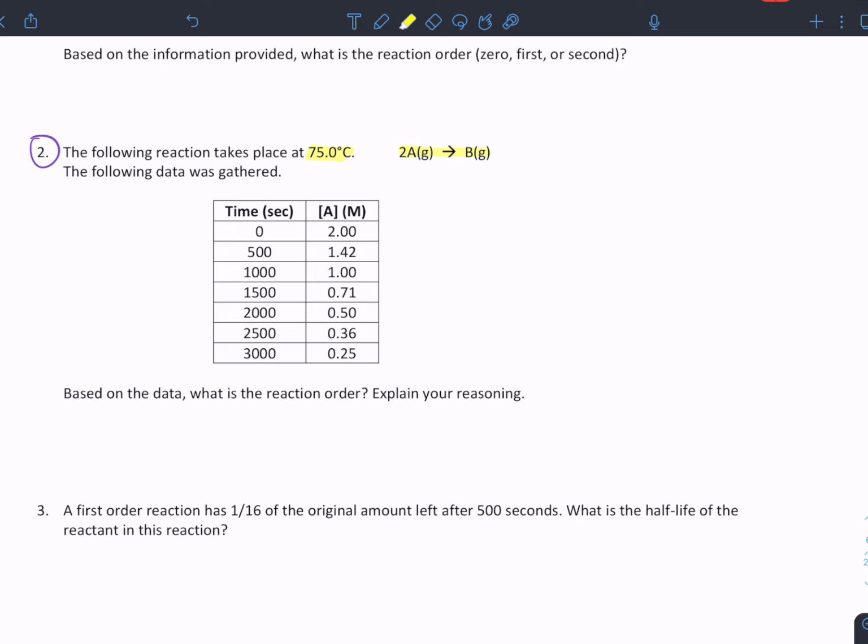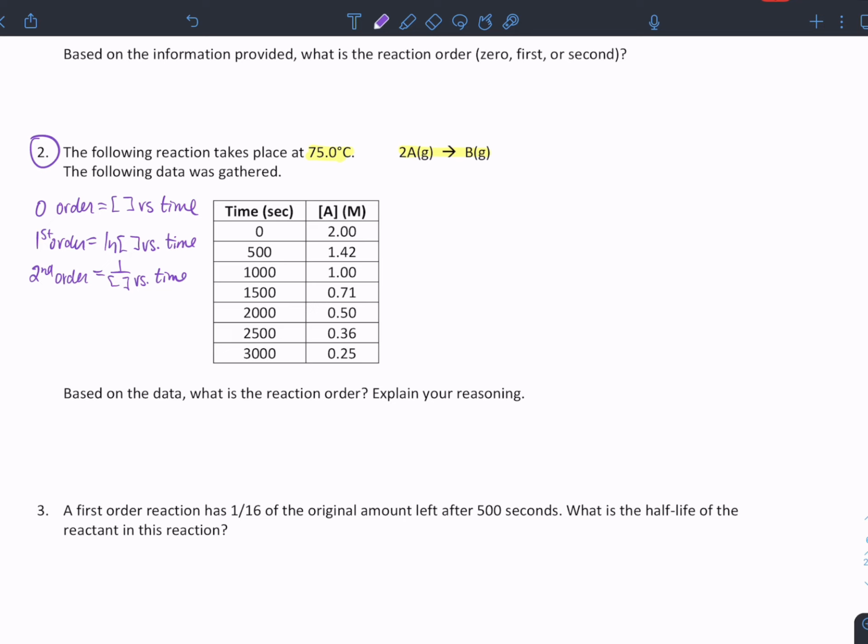Now, remember, we want to look at whether this is first, second, or zero order. Zero order, we're going to have concentration versus time as our straight line graph. If it's first order, that's going to be natural log of concentration versus time is going to be a linear plot. And then if it's second order, we've got the inverse of concentration versus time is going to be a linear plot.